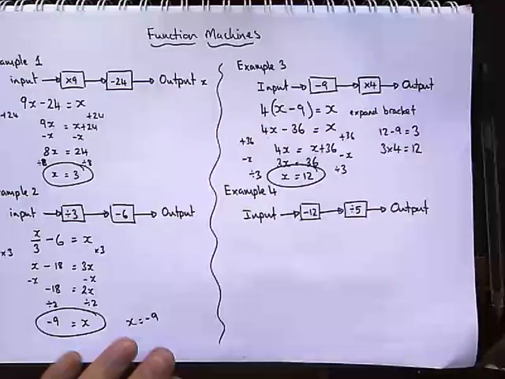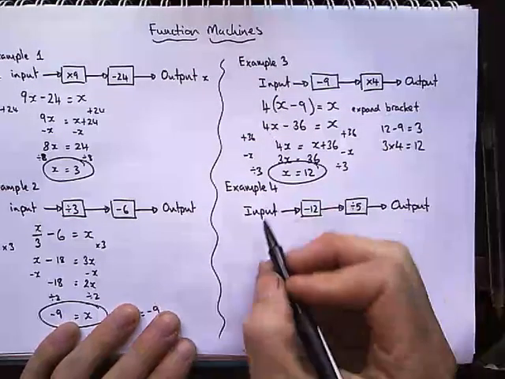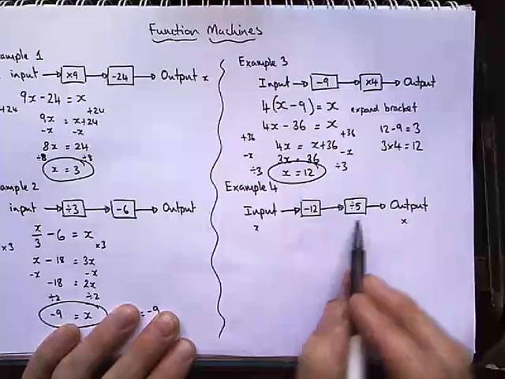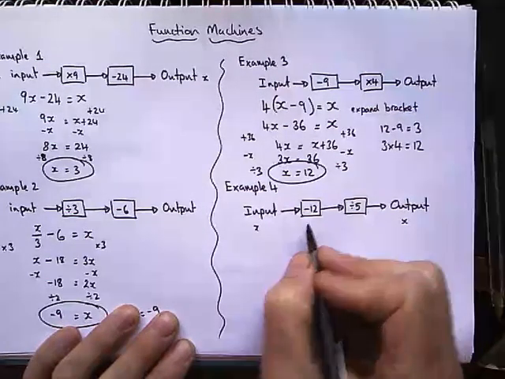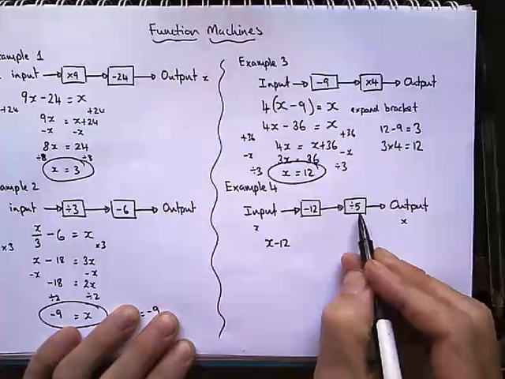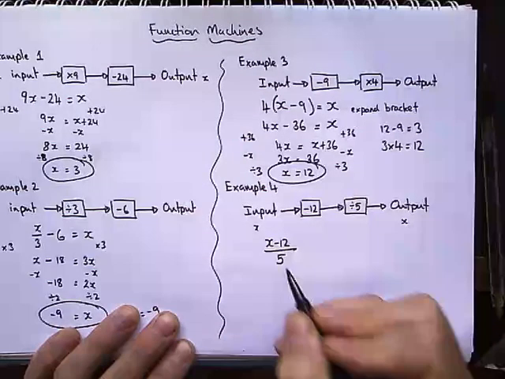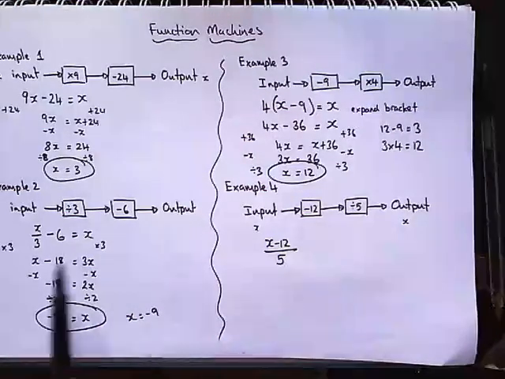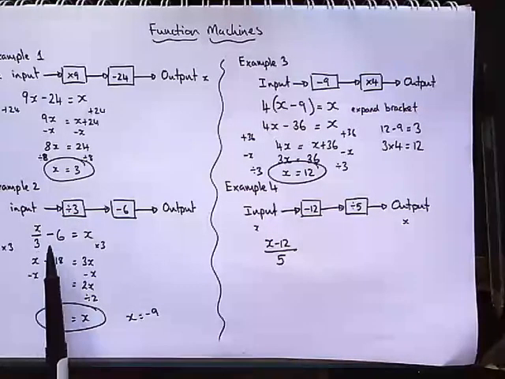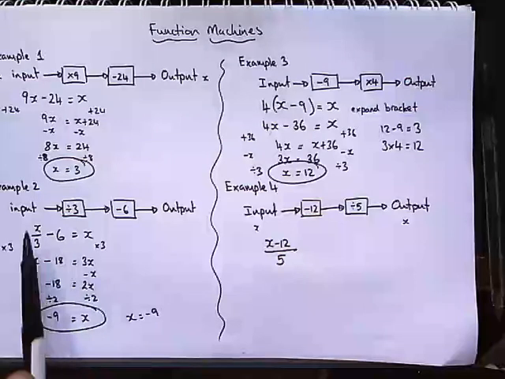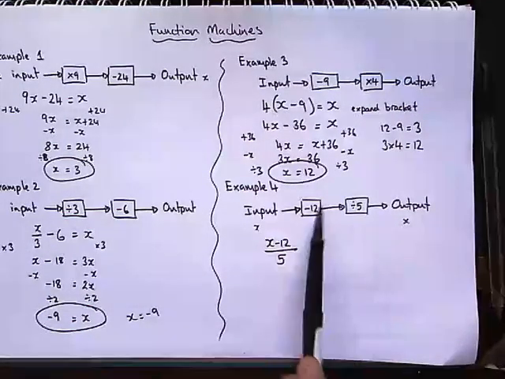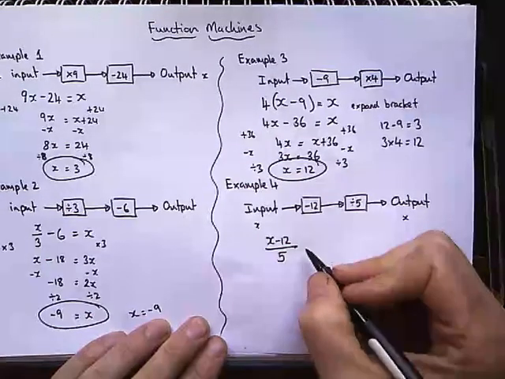Okay, last question. My input is x, my output is x, and then I do my functions or my operations in between. So I'm taking away 12 first. So x take away 12. Then I'm going to divide it all by 5. It was different to example 2. I divided first by 3. Then I took away 6 to what I had from that. This one's slightly different because I'm subtracting 12 first, then I'm dividing everything by 5. We know this is equal to x.